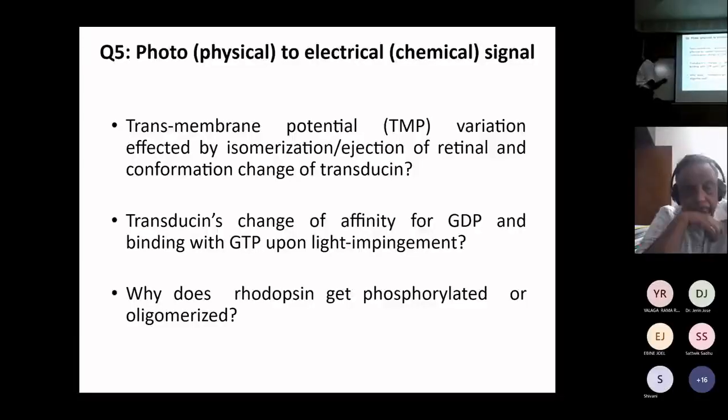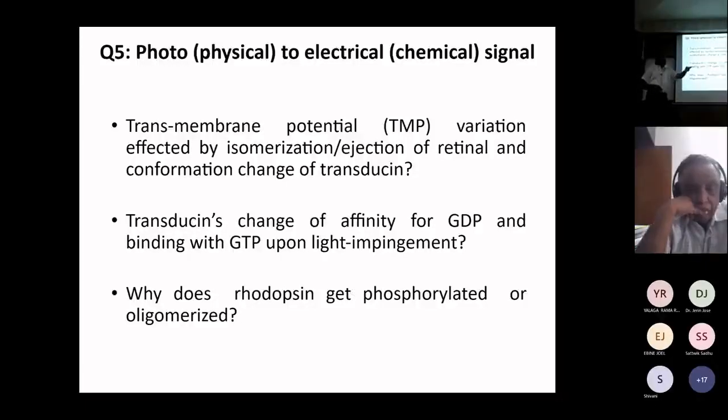Then, how does this signal get converted from a photo to an electrical signal? Right? That's the next part. So, transmembrane potential variation is affected by isomerization, ejection of retinal, and conformation change of transducin. How is that happening? How is that conformation change giving retinal ejection, making a conformation change in transducin? And we have seen that for transducin, there is no real change. How is the transducin's ability to bind GTP and GDP changed? Why does rhodopsin get phosphorylated or oligomerized?